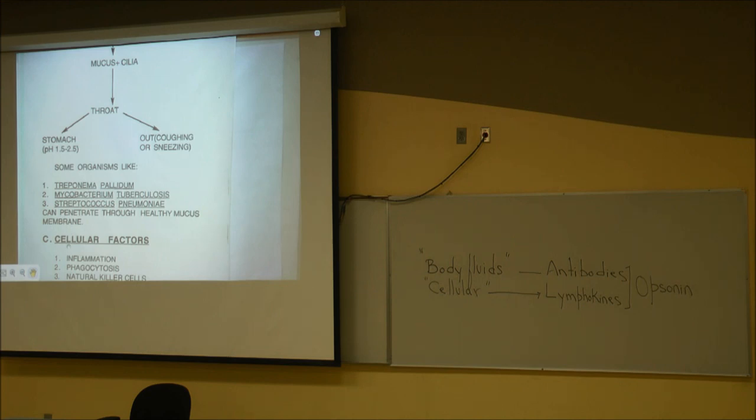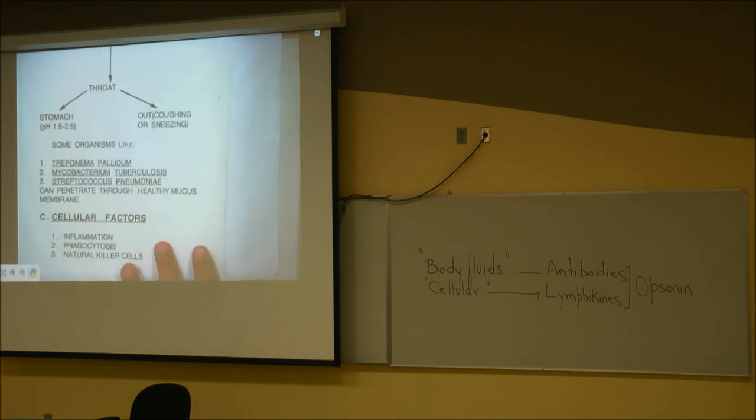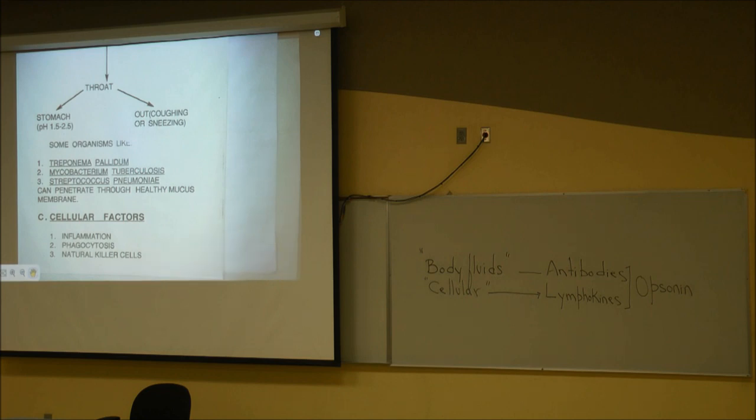Third cellular factor: there are three major cellular factors that protect us from getting sick. Inflammation. Is inflammation always good? Yes? No? Maybe? Tell me one condition where inflammation is not good. Arthritis is not good. How about if your lungs swell up? Not good. Asthma, not good. Bronchi swell up, right? No good.